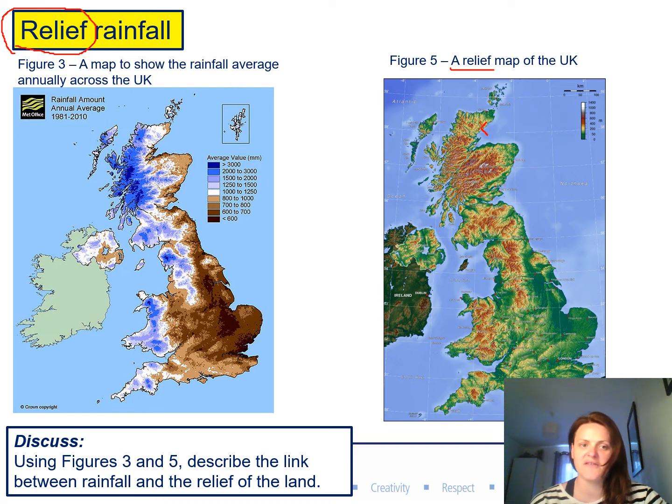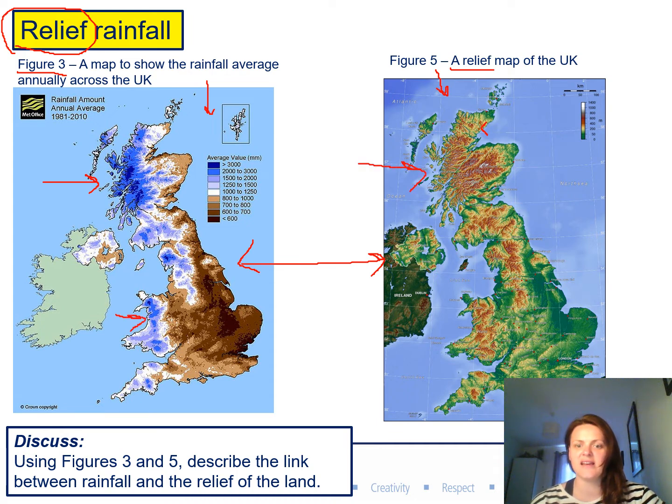So if we have a look at both of these figures, figure 3, which shows the average rainfall we get a year, and then figure 5, which shows where all the high land and the low land is, can you see a link between them? So have a look here. I want you to describe the link between these two figures. So look at where the areas of the highest rainfall are compared to where the areas of the highest land are. Okay, give yourself a couple of minutes.